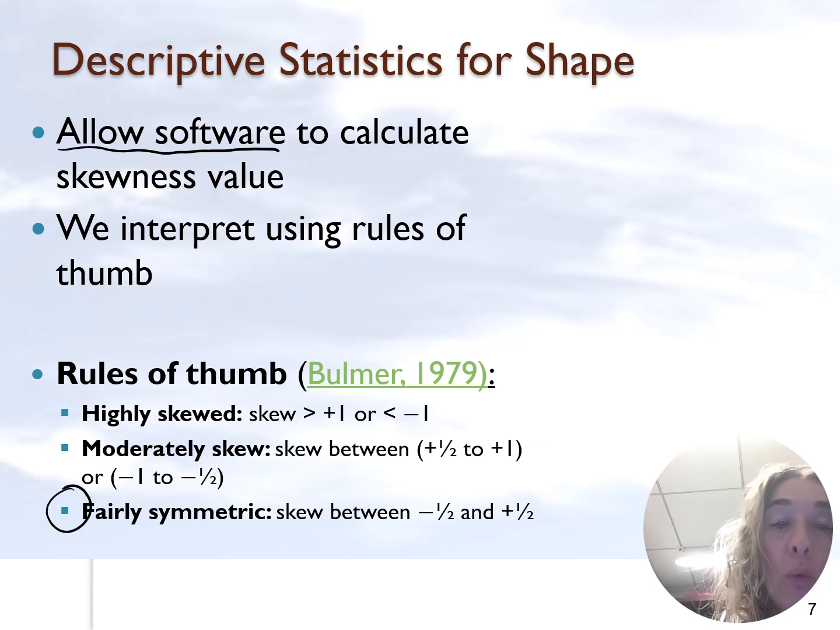In contrast, we say a distribution is fairly symmetric if its skew is low, meaning somewhere between -0.5 and 0.5. Another way to say that is that its absolute value is less than 0.5.